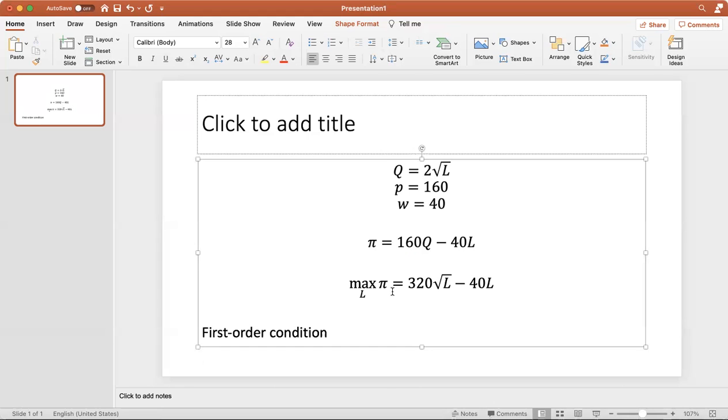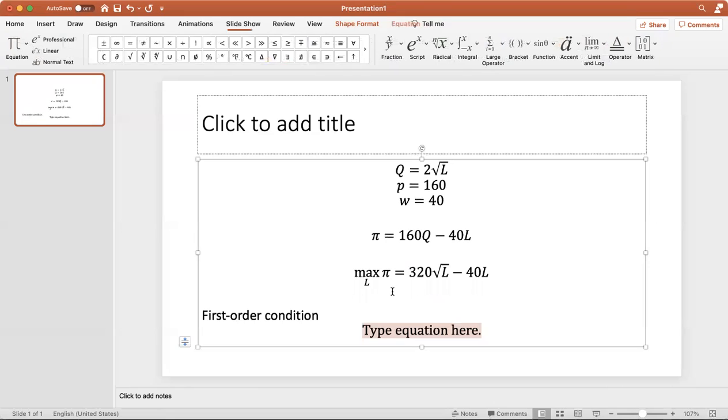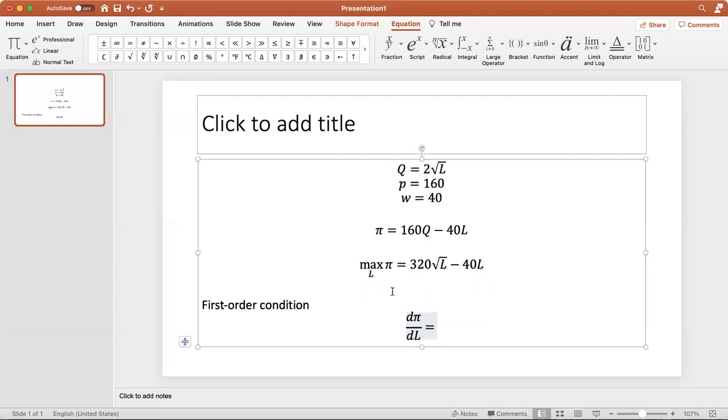So to get the first order condition, we'll need to get the critical points for the function. That is, what will be the points within the function that will set the derivative equal to 0, or where there will be no increase nor decrease with respect to L. So that would be given by the derivative of pi with respect to L.